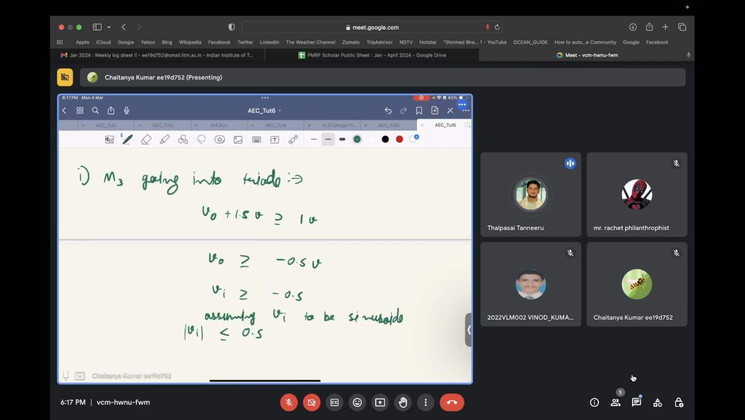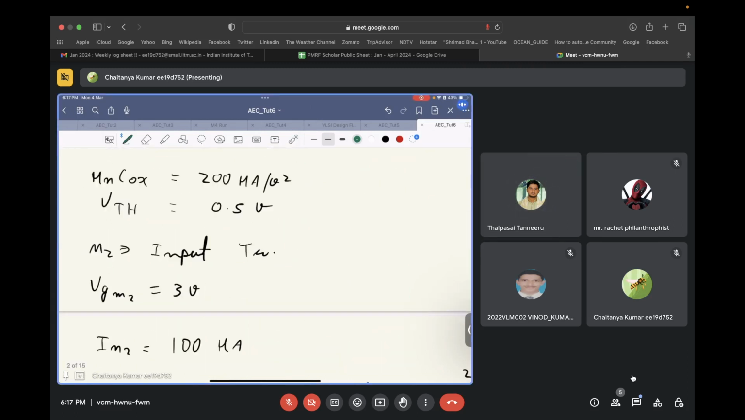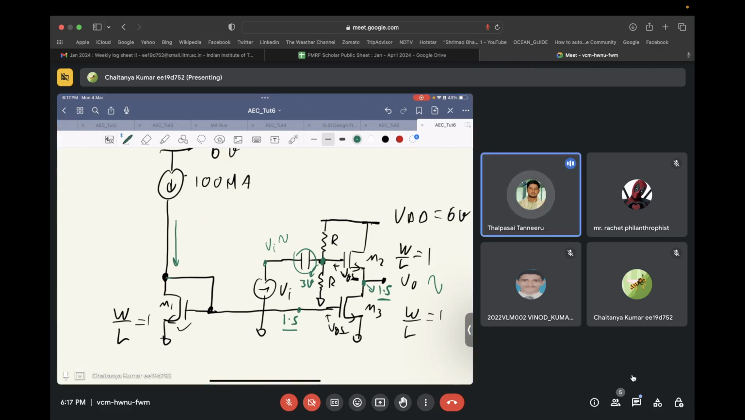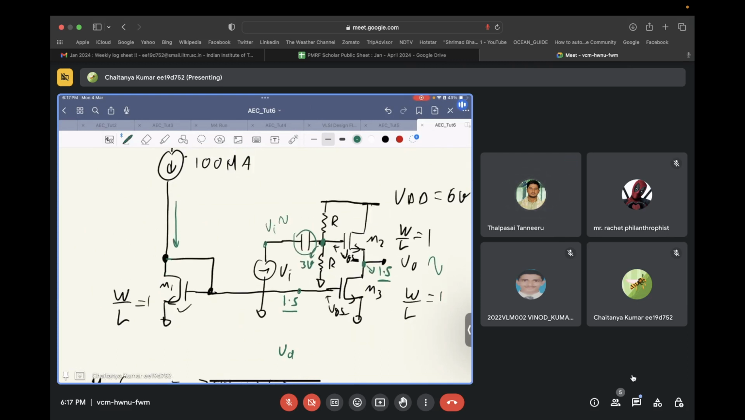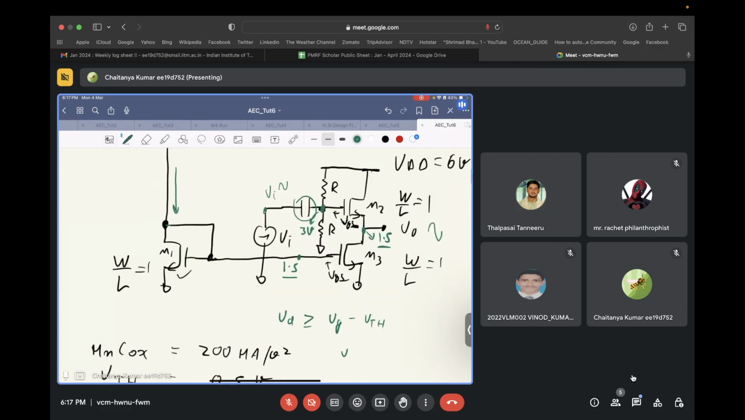Sir, V out is nothing but the drain voltage, no, sir? Yeah, the drain voltage for transistor M3. Okay, then we are writing the gate voltage on the right side, right? Gate voltage, you can do that any way you want. Basically, you need to ensure that Vd must be greater than or equal to Vg minus Vth. Or you can write it as Vg minus Vth must be less than or equal to Vd. These two are the same thing.